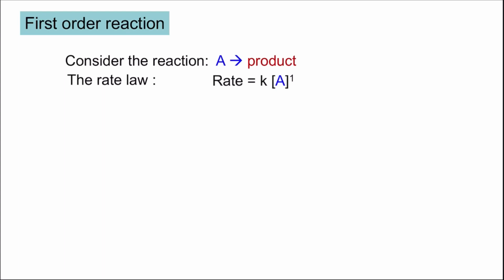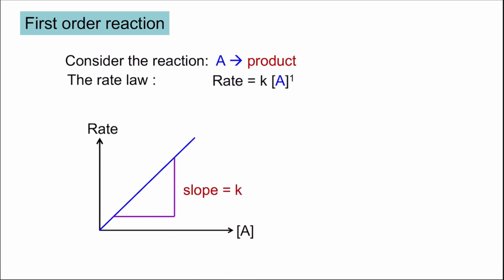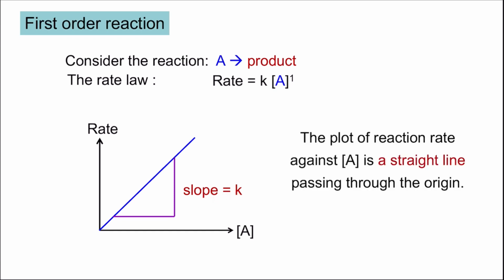Masih lagi sama konsep macam zero order. The graph will be rate versus concentration A. Dan dia akan dapat positive straight line. So, ini adalah linear graph passes through the origin. Dan slope kita yang kita dapat, kita calculate nilai untuk this gradient ataupun slope, dia adalah bersamaan dengan K. So, I hope you can memorize this graph.